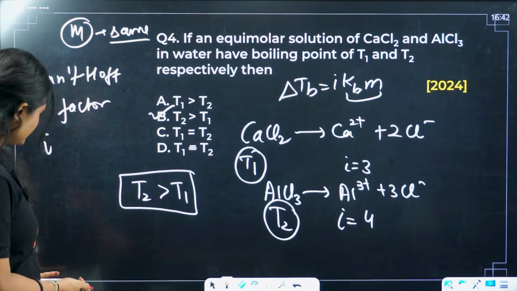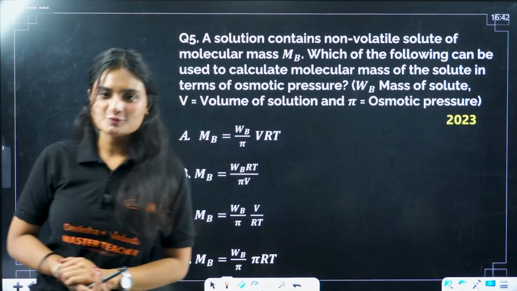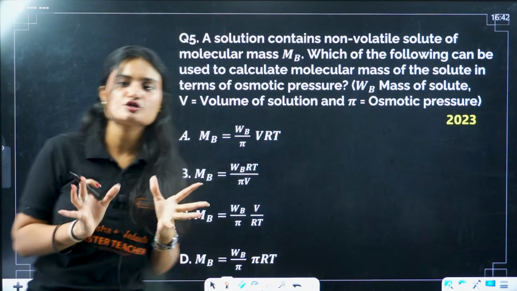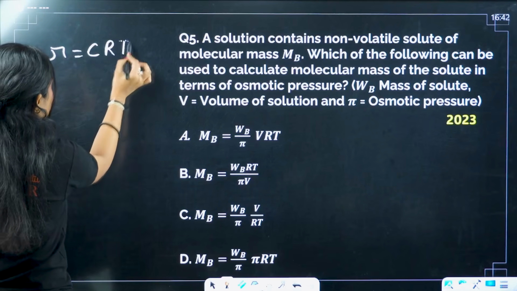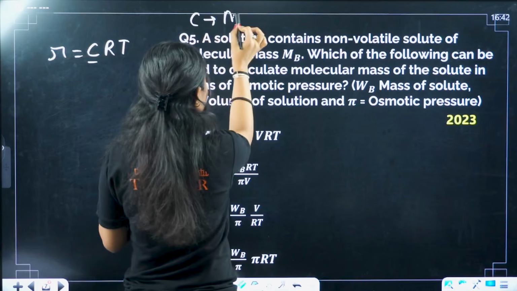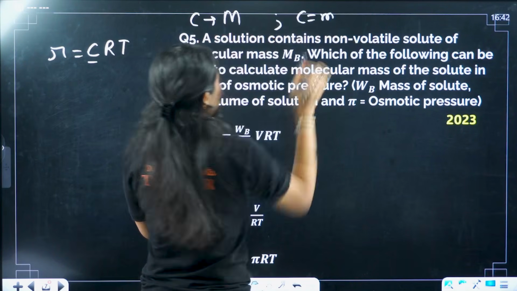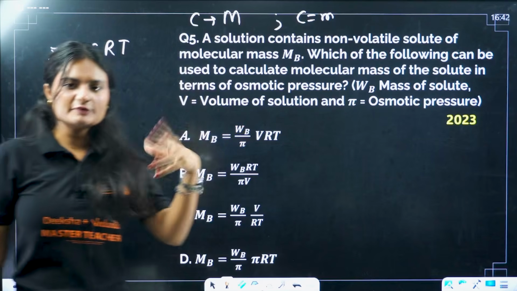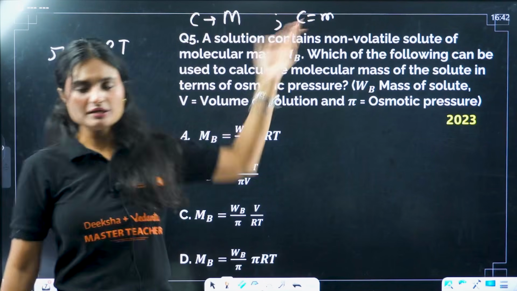Now, moving on to the next question. We are talking about osmotic pressure here. Now, what is the relation for osmotic pressure? The relation is simple. Pi equals CRT. C is concentration. Now, remember, concentration can be molarity and it can be molality also, depending on the data that we are given.